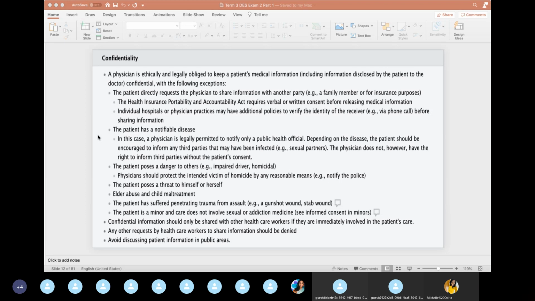Next, the patient poses a threat to himself or herself. Institutionalize the patient. Elder abuse and child maltreatment. You need to tell the protective services, elderly and child protective services, if there is a hint of abuse. Just a hint of abuse, it's okay. Next, the patient has suffered penetrating trauma from assault and the patient is a minor.